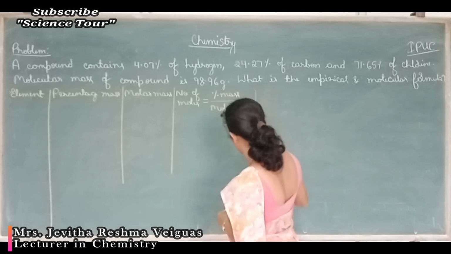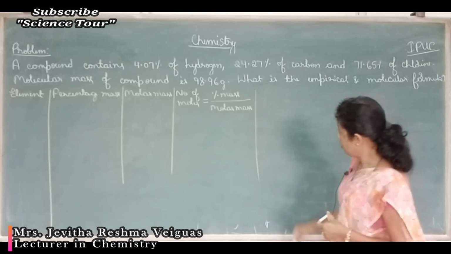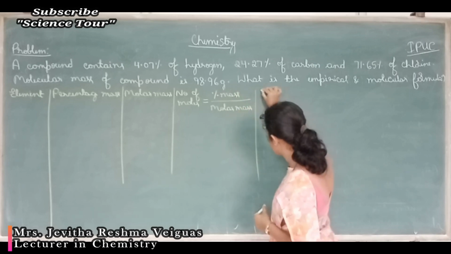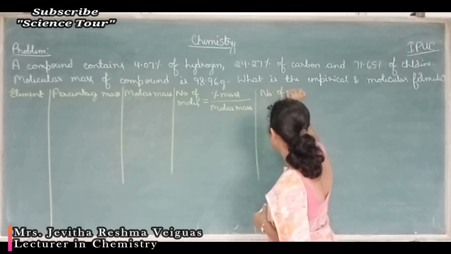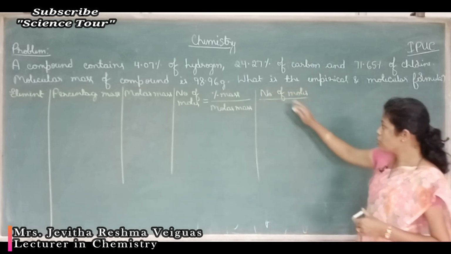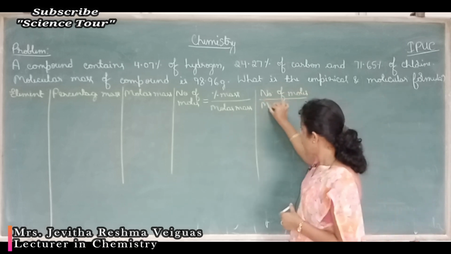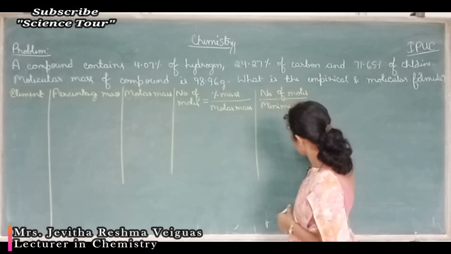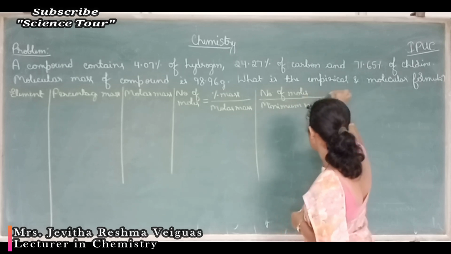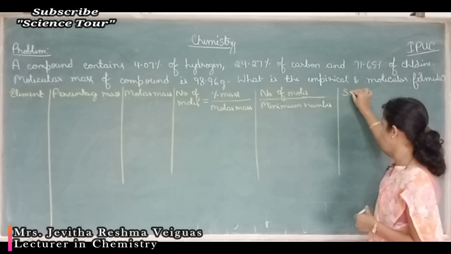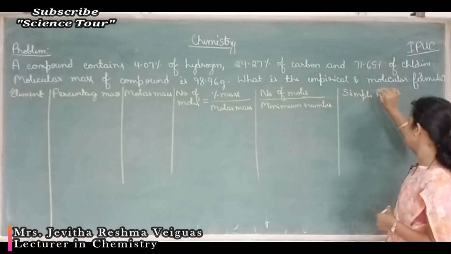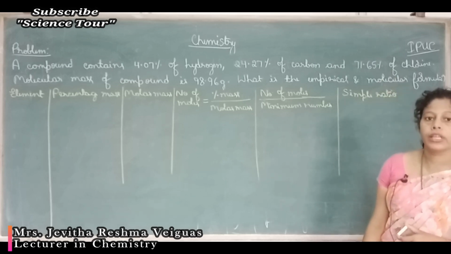Percentage mass divided by molar mass. Then the fourth column is number of moles. Whatever values you get here should be divided by the least number, or minimum number. So the next column is number of moles divided by minimum number. On dividing this, what we will get is a simple ratio. From the simple ratio obtained, we can derive the empirical formula for the given compound.